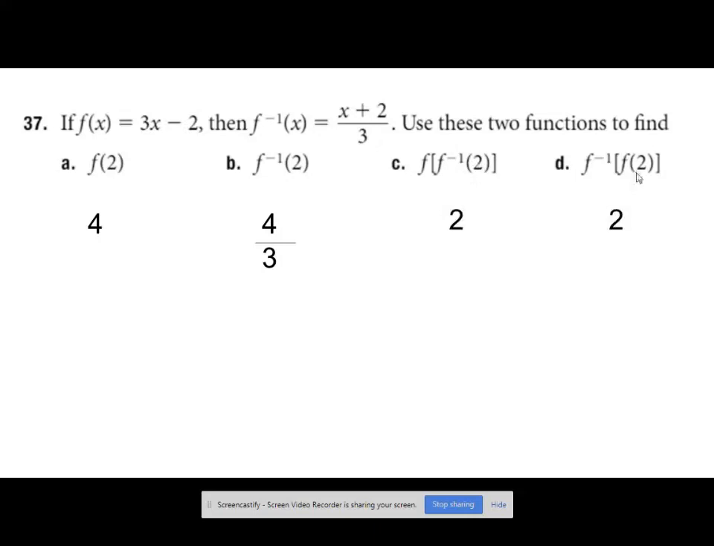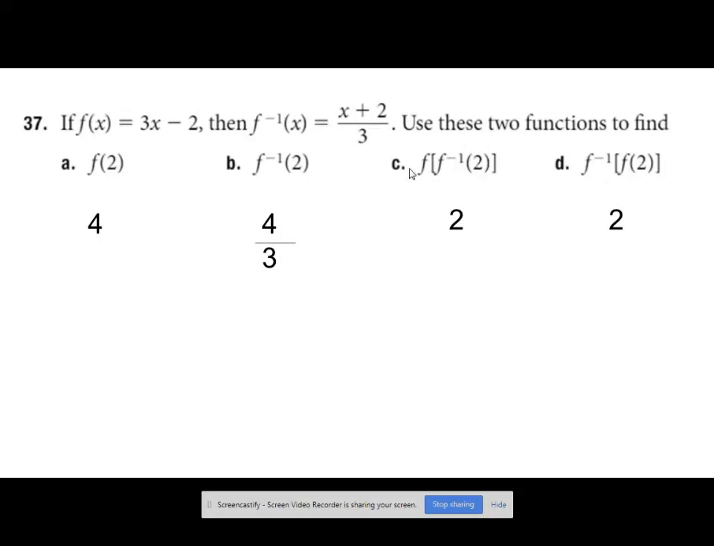If I do the same thing here, if I take the function at 2, so the function at 2 is 4, and I plug that into the inverse function. So I take 4 and I plug it in here. 4 plus 2 is 6, divided by 3 is 2 again. If you take the function of its inverse, you get the number back.